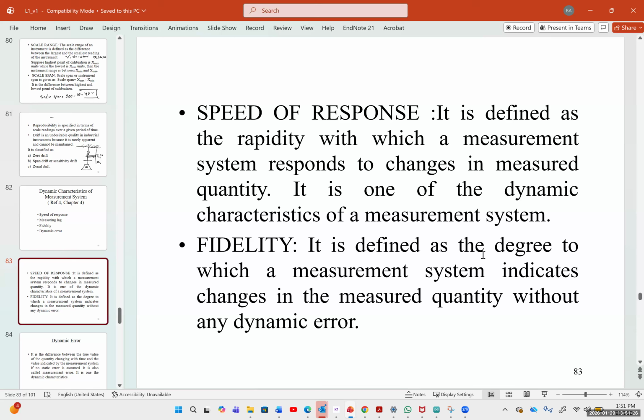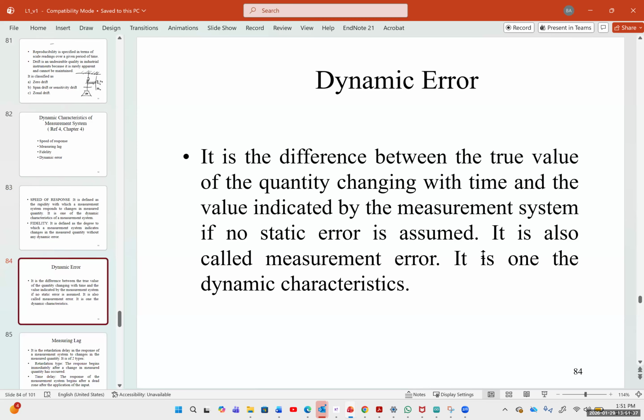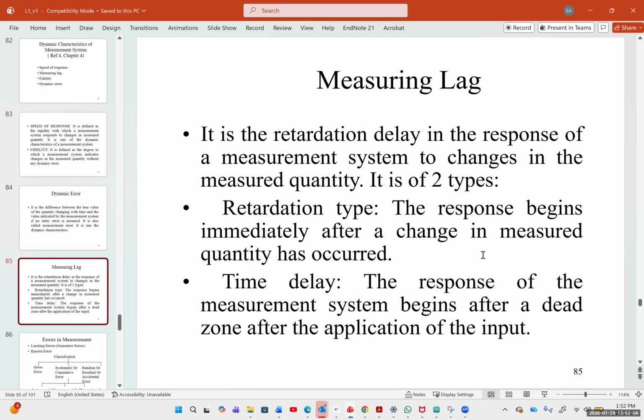And now we have fidelity. Fidelity is defined as the degree to which a measurement system indicates changes in the measured quantity without any dynamic errors. Now, what is a dynamic error? It is the difference between the true value of the quantity changing with time and the value indicated by the measurement system if no static error is assumed. It is also called the measurement error. So if in the exam I ask what is the measurement error, it is actually the dynamic error. It is a dynamic characteristic of a measurement system.